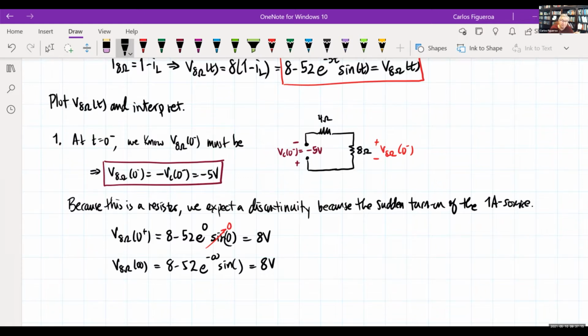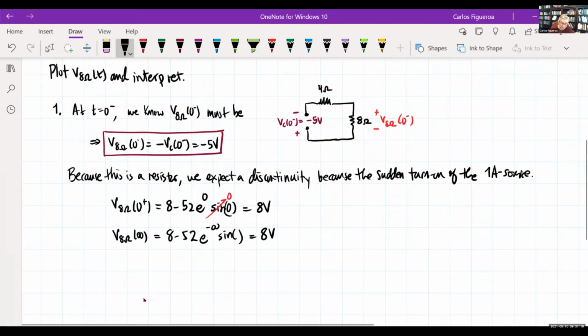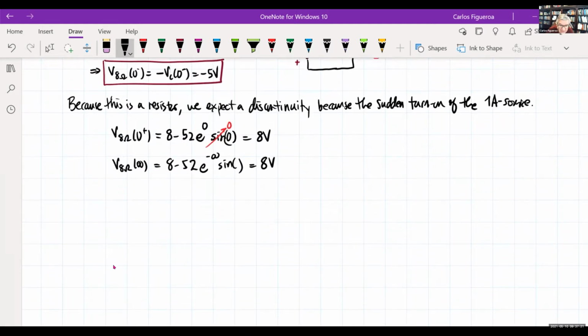The first thing I do is I punch it into my calculator. That's for starters. So if I start to plot this guy, what am I seeing? I'm seeing that this guy is 0. Let's say this is 0 volts here. Let's say that right here is my 8 volt value.